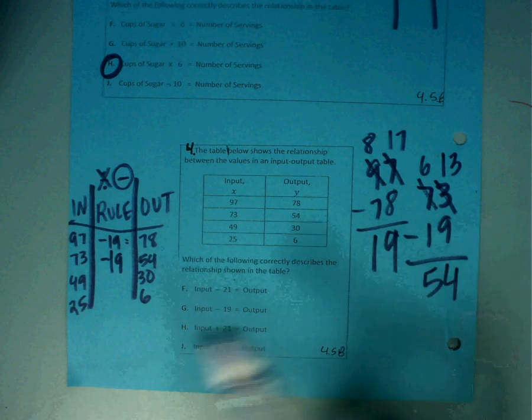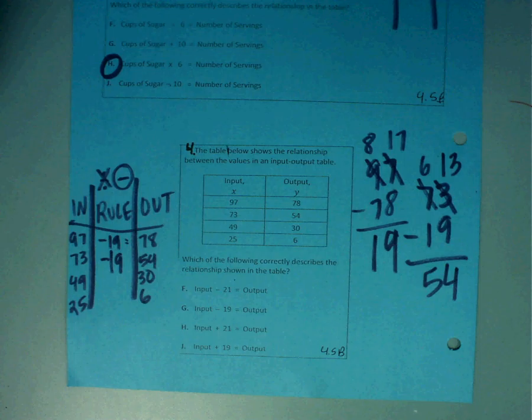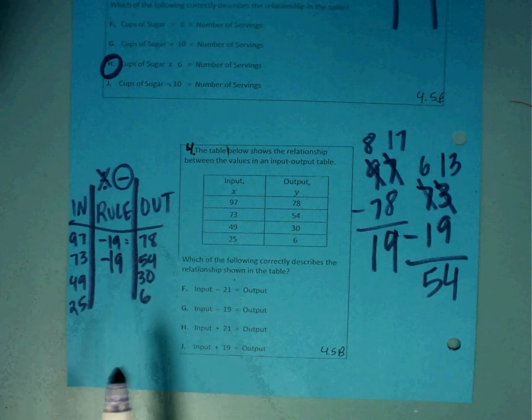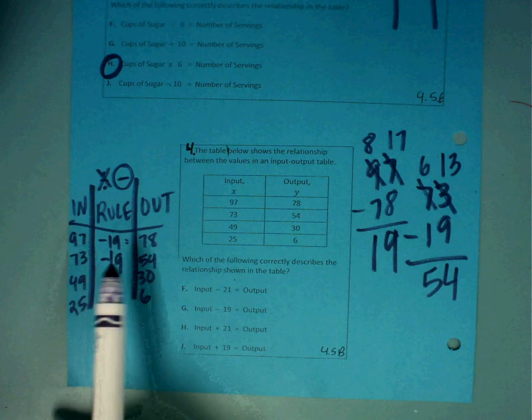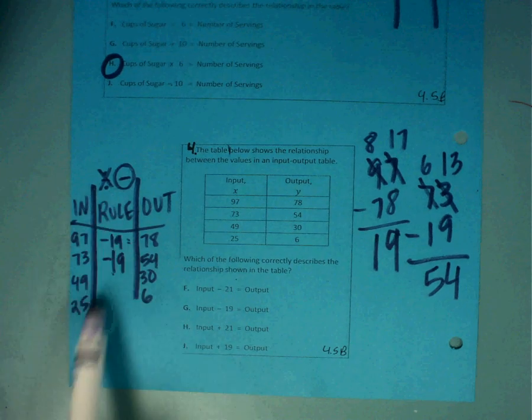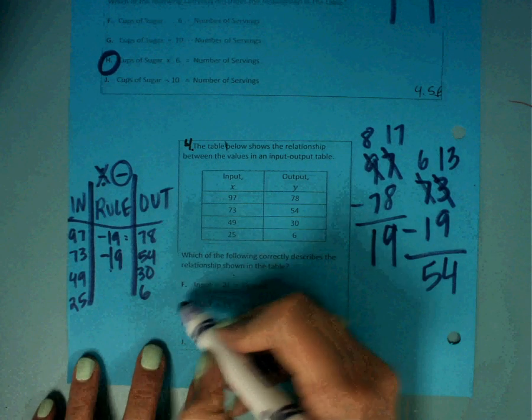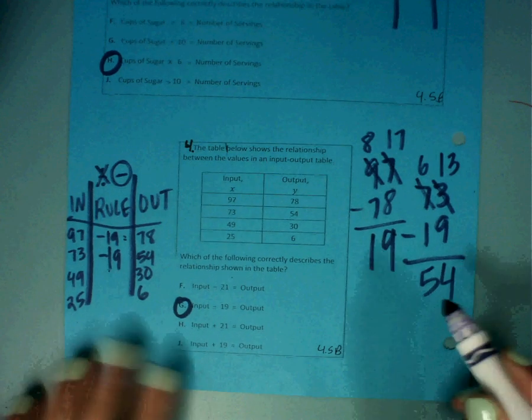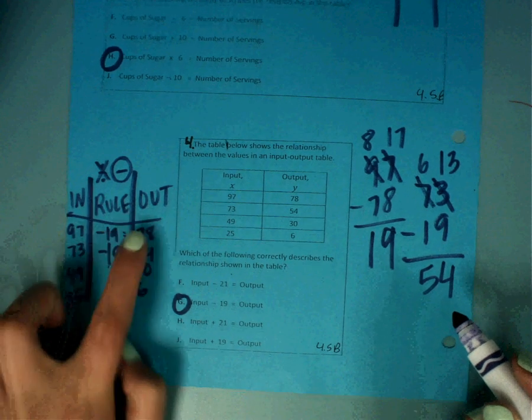If it was possible that we could have been dividing, then I would have said we need to check it for the bottom two, but because we know that we can't do division, that it is subtraction, and we've checked it for 2 different ones, and we've used the same rule in the middle, then I think we're safe to say that it is G. Input, whatever the input is, subtract 19, and you'll get your output.